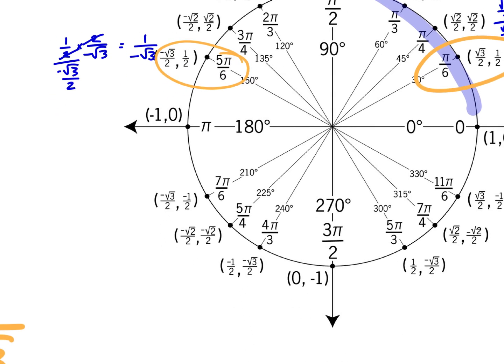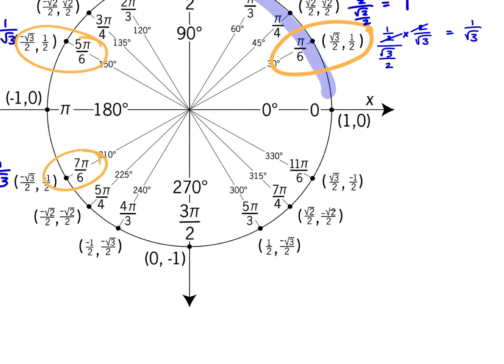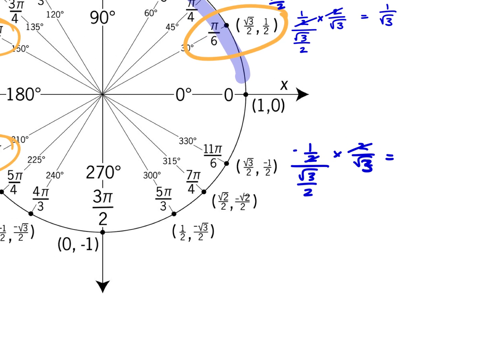Let's check 7 pi over 6 too. So y over x would be negative 1/2 over negative square root 3 over 2. Keep change flip. This turns into positive 1 over square root 3, so that works too. 7 pi over 6. We said it's going to be the one with the same denominator, so we've got to check 11 pi over 6 too. So negative 1/2 over square root 3 over 2. Keep change flip. So this would be negative 1 over square root 3. So this one works too.